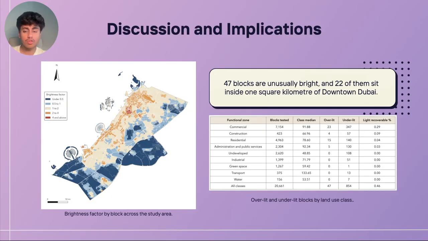We also ran several robustness checks, which are outlined in greater detail in the report. The brightness factor heat map on the left shows which blocks emit more light than their size alone could predict, and we ended up finding that 22 of the 47 unusually bright blocks were clustered inside a single square kilometer of downtown Dubai, which would be a very sensible place for stakeholders to start.